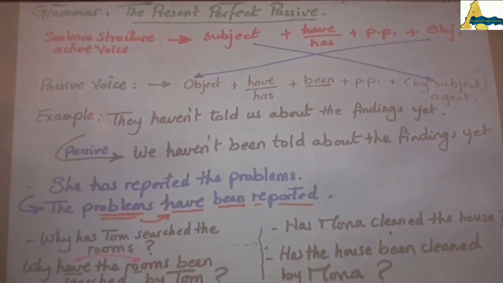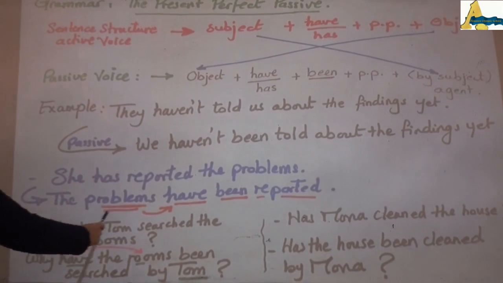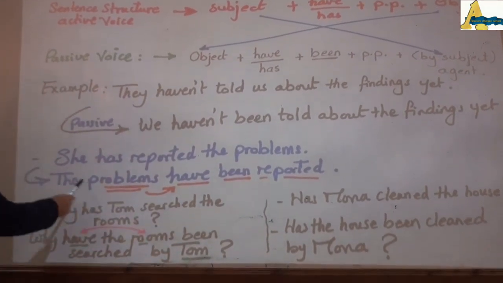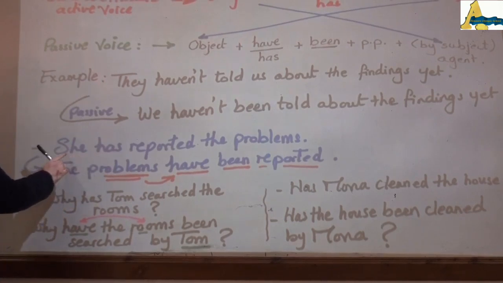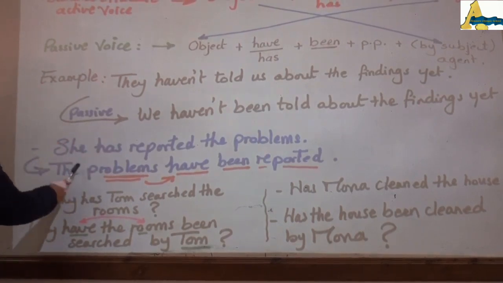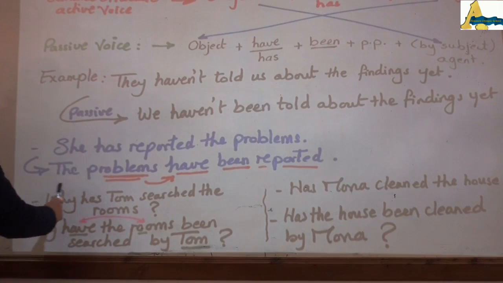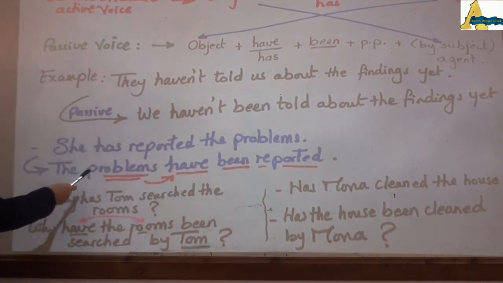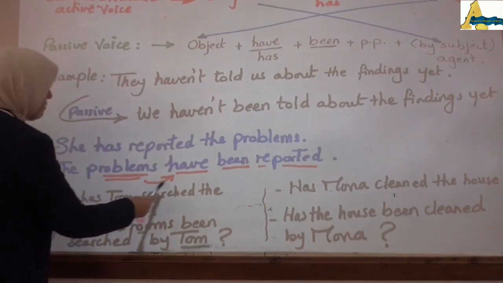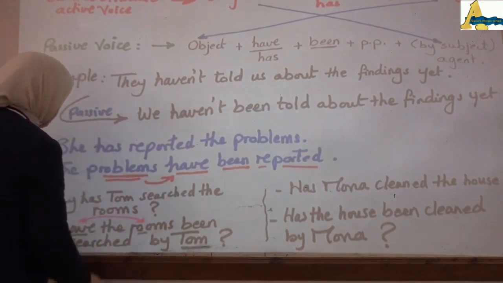"She has reported the problems." "The problems have been reported." Remember, she has reported. I'm using "has" here because it's she, the third person, but the problems, the new subject of the new sentence, which is originally the object, as I said, is going to be followed by "have" because it's plural.